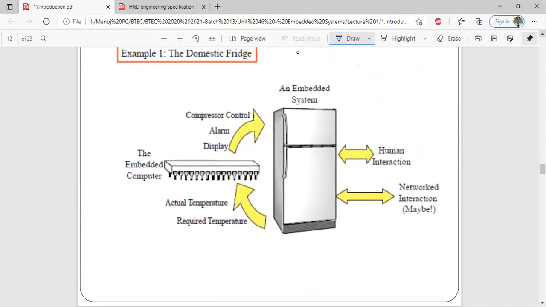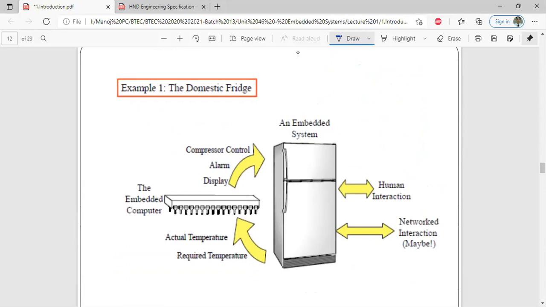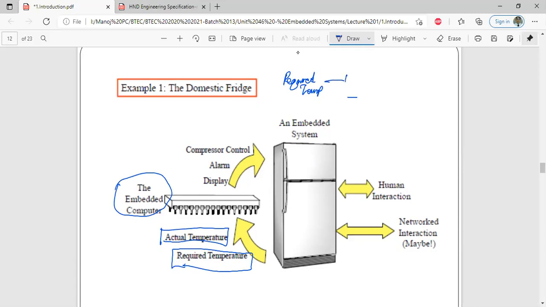Something like this. Inside the refrigerator, we have a microcontroller, called the embedded computer. What is happening is, first, after we set the required temperature, there should be a sensor, and it will sense the temperature. The actual temperature is sensed by the sensor.